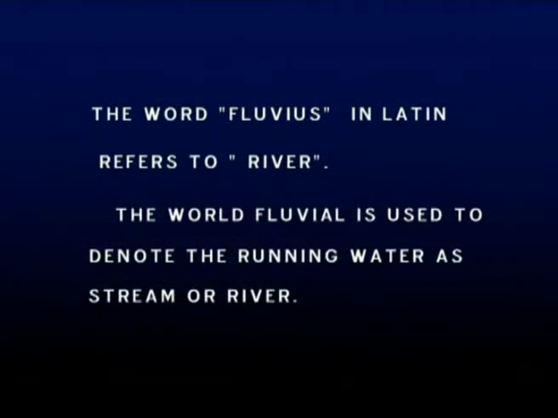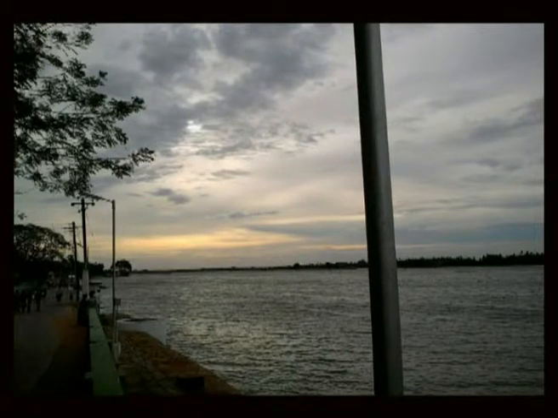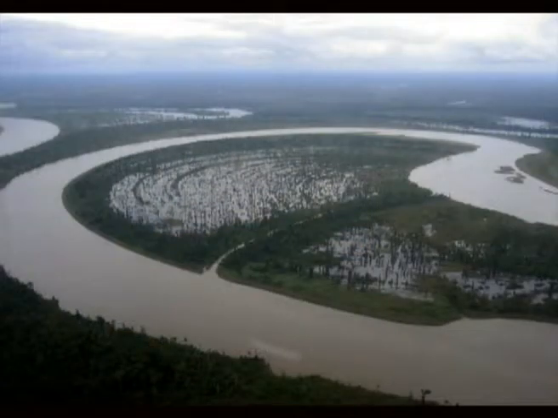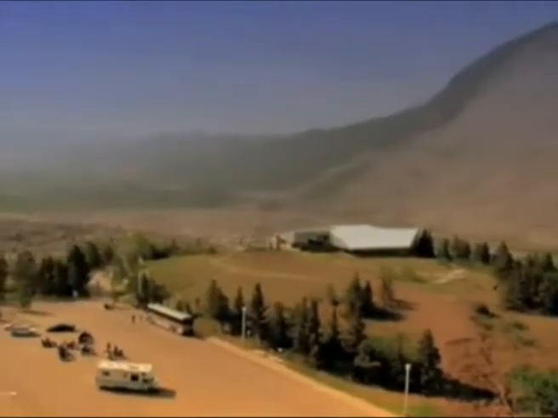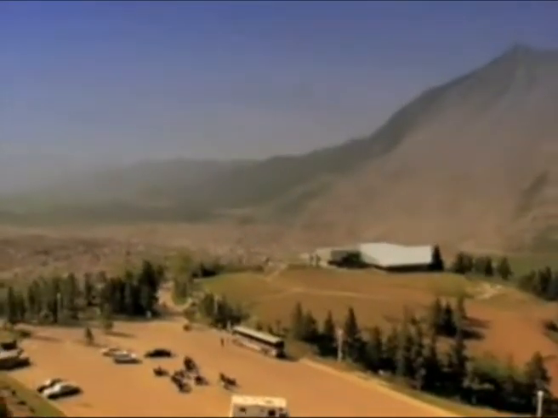The word fluvius in Latin refers to river. The word fluvial is used to denote running water as a stream or river. The flow of water has a force, it has a velocity, it also has the power to generate power. There are many natural and dynamic processes happening along a river. Sometimes there may be severe floods along the river courses which can destroy everything along the flow path. Natural hazards are also caused by these streams.